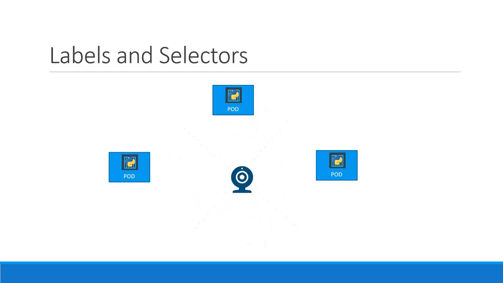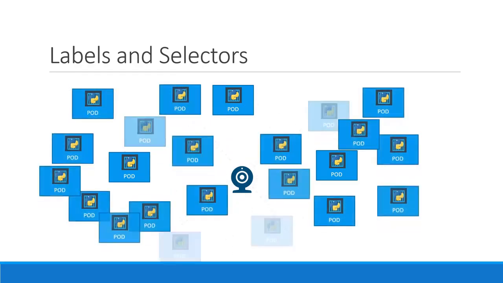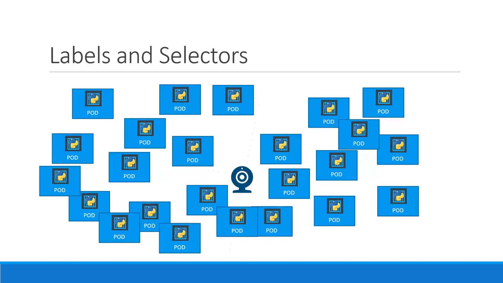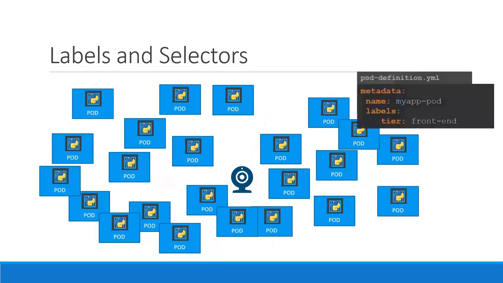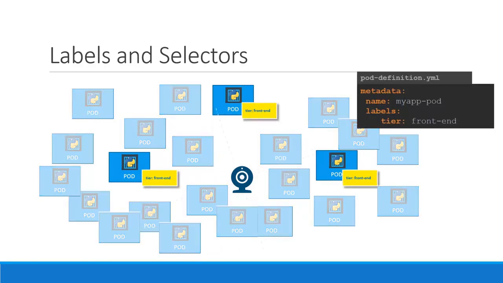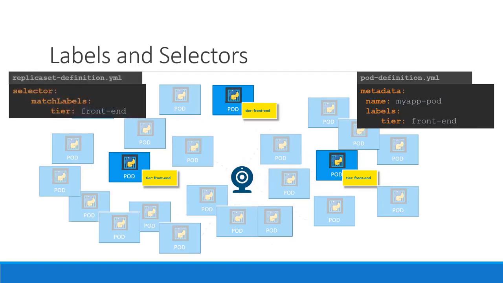Now, how does the replica set know what pods to monitor? There could be hundreds of other pods in the cluster running different applications. This is where labeling our pods during creation comes in handy. We could now provide these labels as a filter for the replica set. Under the selector section, we use the match labels filter and provide the same label that we used while creating the pods. This way, the replica set knows which pods to monitor. The same concept of labels and selectors is used in many other places throughout Kubernetes.